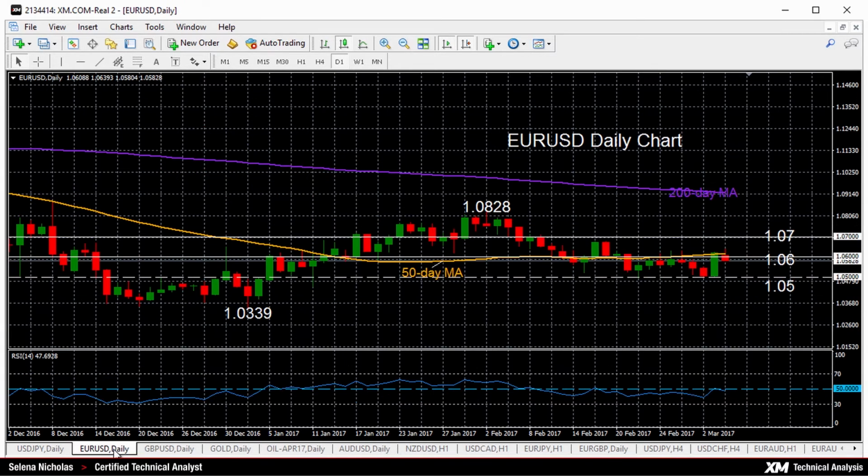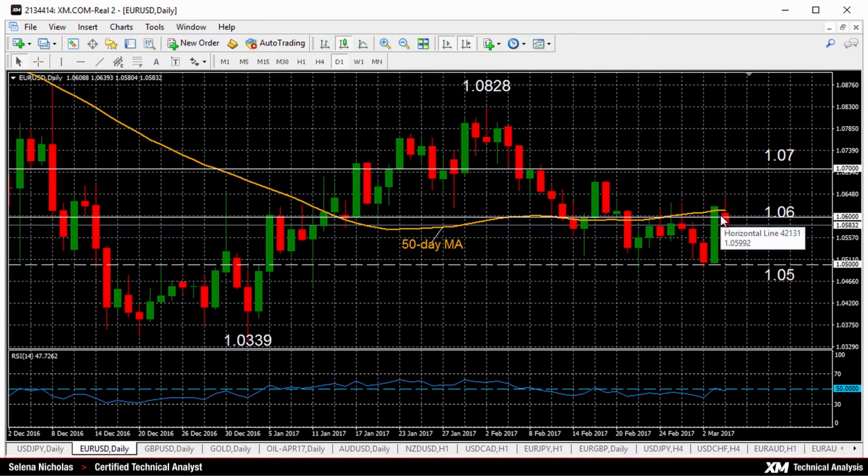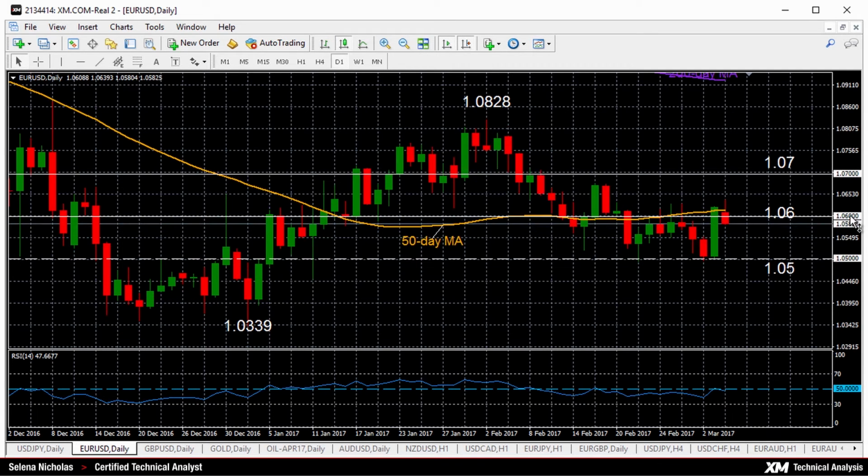Let's take a look at euro dollar on the daily chart. It's also been in a consolidation phase. It's been neutral since mid-February. It's been pivoting around the 50-day moving average and around the key level 1.06. We'd need to see a move below 1.05 or above 1.07 to see a clearer direction in the pair.